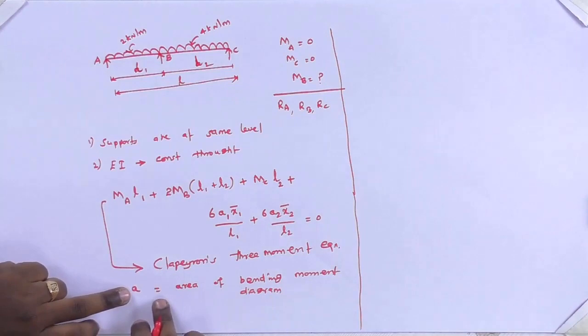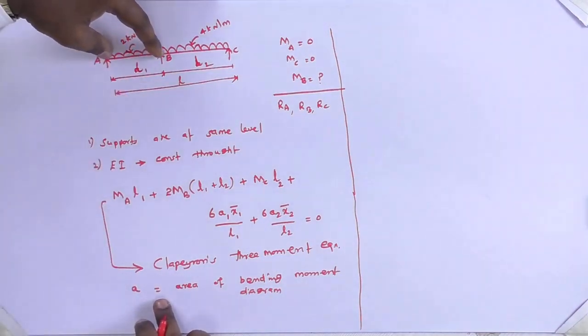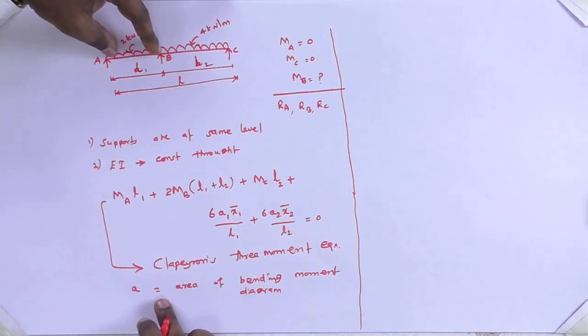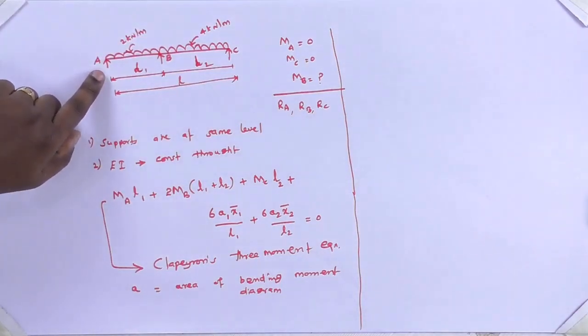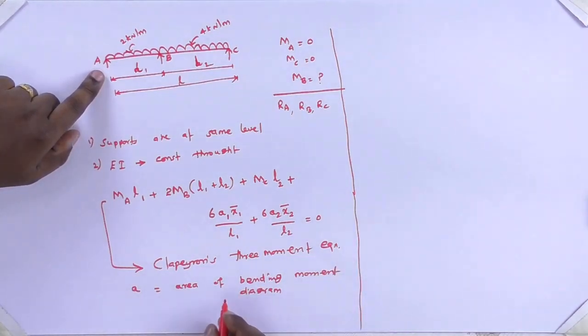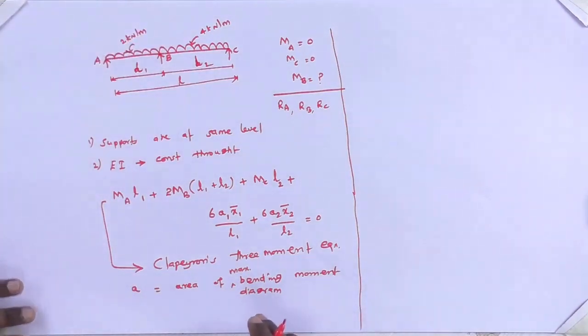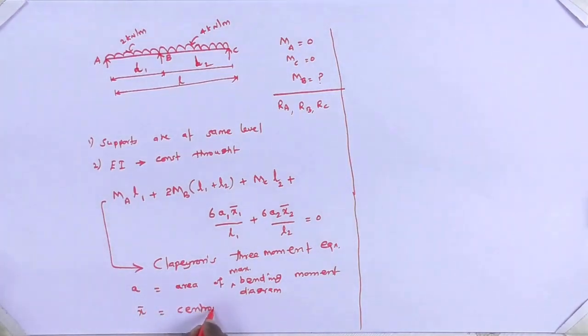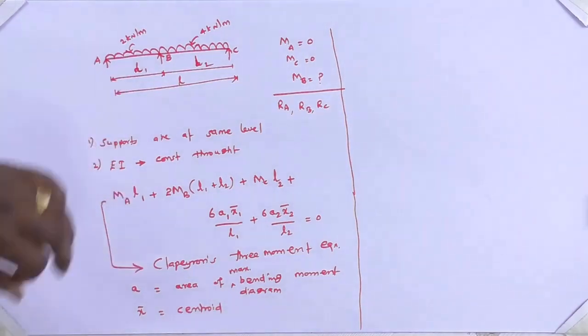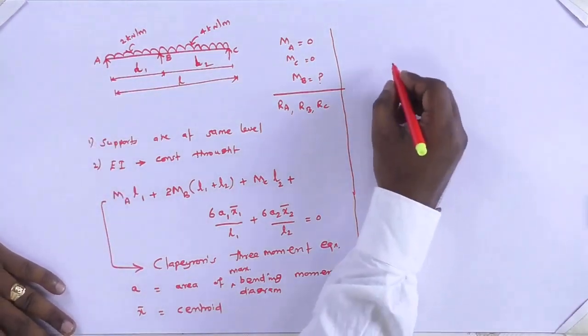So A1 means this is the first section. AB is referred to as the first section or first interval. So here what is the maximum bending moment we are getting? The area of the bending moment, maximum bending moment diagram. Okay, here itself I can take the area of the maximum bending moment diagram. So if we get the geometry, we can easily find the area as well as x bar. X bar is nothing but the centroid of the given geometry.